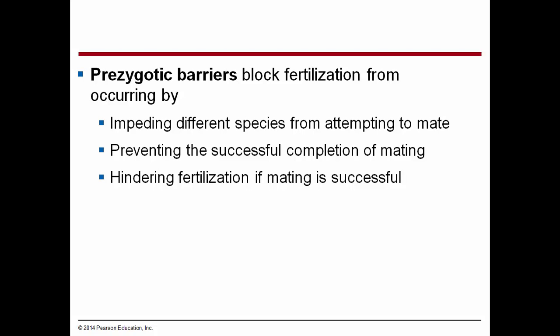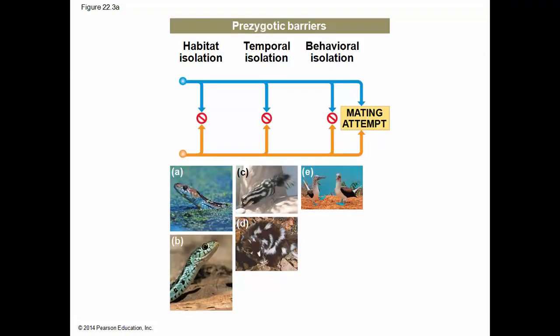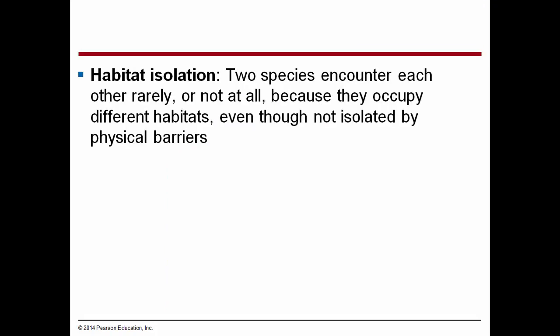Okay, pre-zygotic barriers block fertilization from occurring by impeding different species from attempting to mate, preventing the successful completion of mating, and hindering fertilization if mating is successful. Okay, pre-zygotic barriers before the mating attempt: habitat isolation in the garter snake, temporal isolation in the spotted skunk, and behavioral isolation in the blue-footed booby.